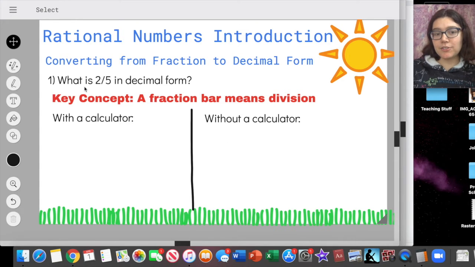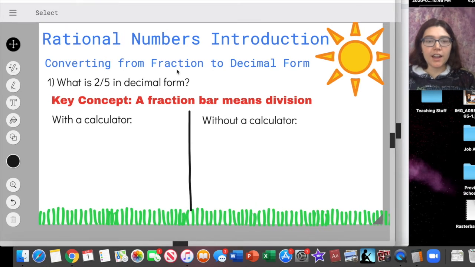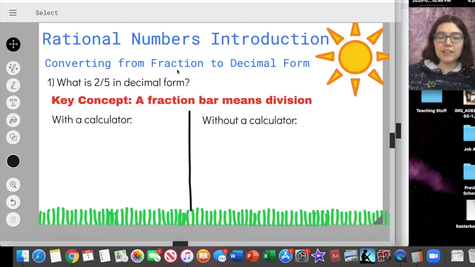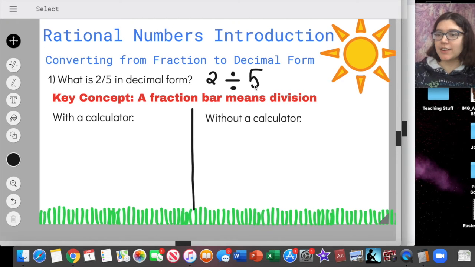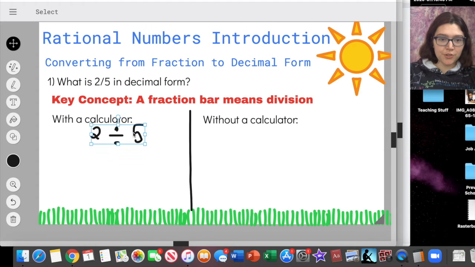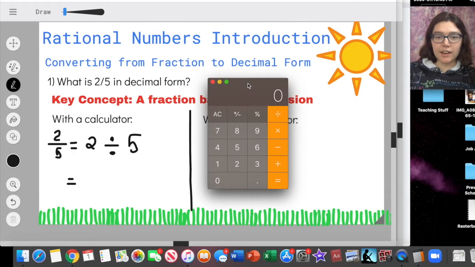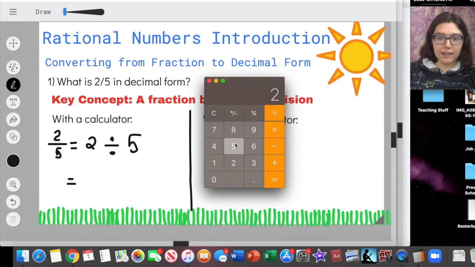All right, so we want to figure out what is 2/5 in decimal form. We're going to have kind of our mini lesson on converting from fraction to decimal form. So the huge key concept from today, from this part of the lecture, is that a fraction bar means division. When you see a fraction bar, that means division. With a calculator, this kind of work is pretty straightforward. I have 2/5, which is 2 divided by 5. So I can take any old calculator and I can do 2 divided by 5. And I'm going to get 0.4.